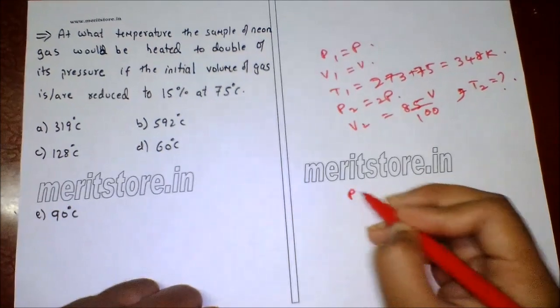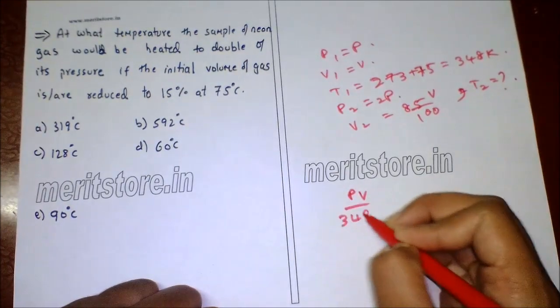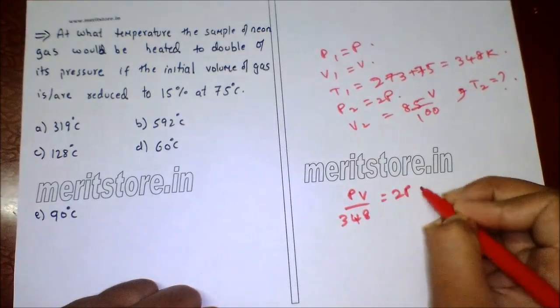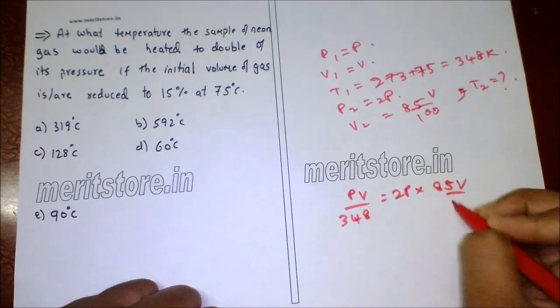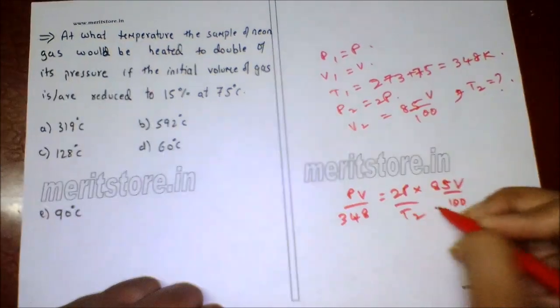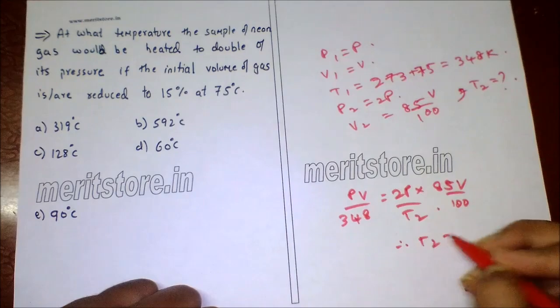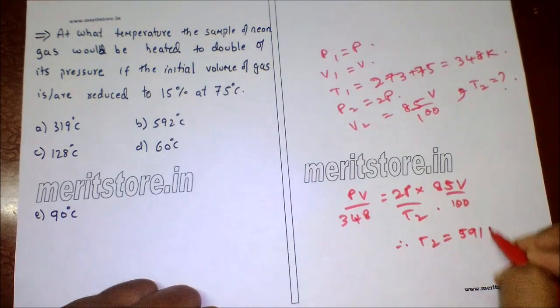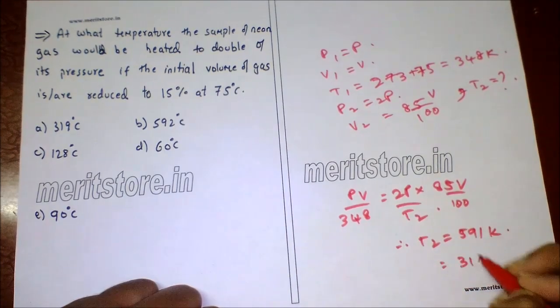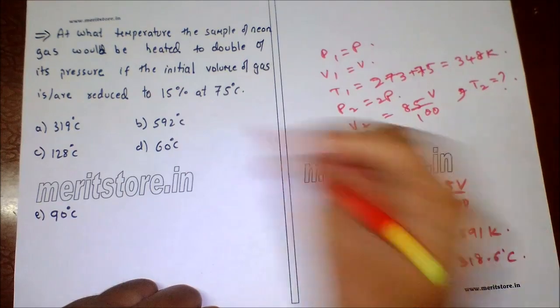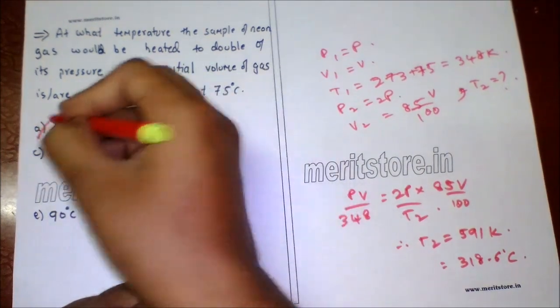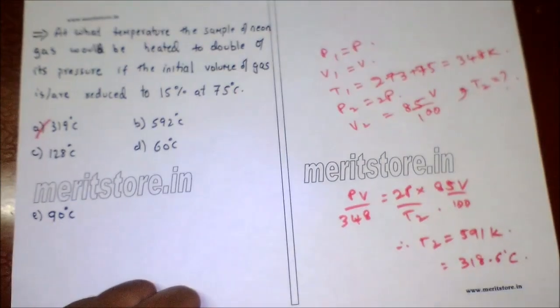So putting the values, PV upon 348 is equal to 2P times 85V upon 100 times T2. On solving this, we get T2 is equal to 591 Kelvin, which is 318.6 degrees Celsius. Option A is the closest answer.